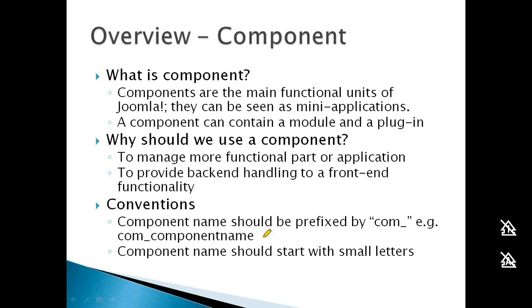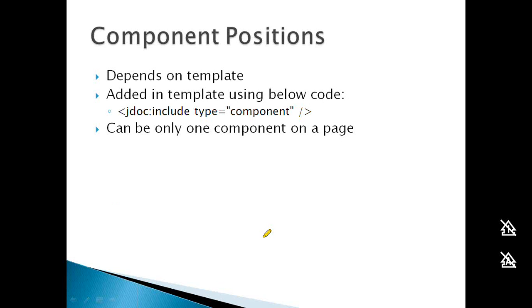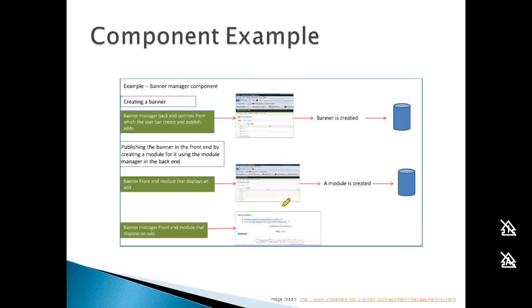For the conventions of a component, the component name should be prefixed by com underscore component name, for example. And yes, it should also be in small letters. Same as the module, component position again depends on the template. Usually in the content area, we place the component position. With the help of this particular code, a component position can be defined. There can be only one component on a page with this code.